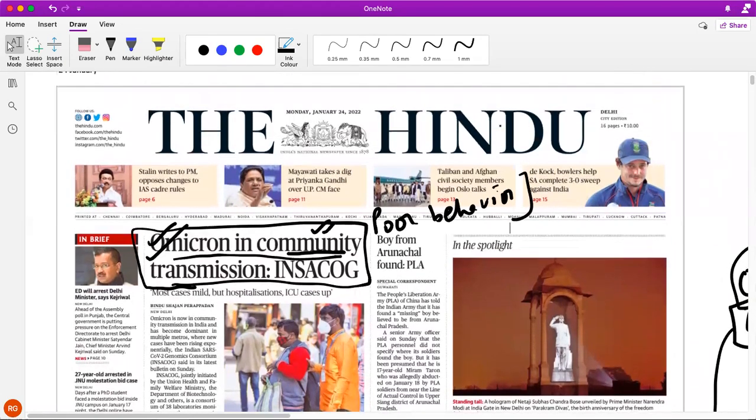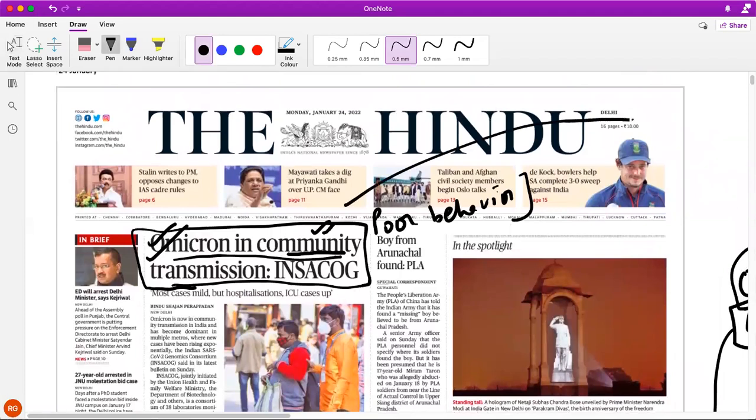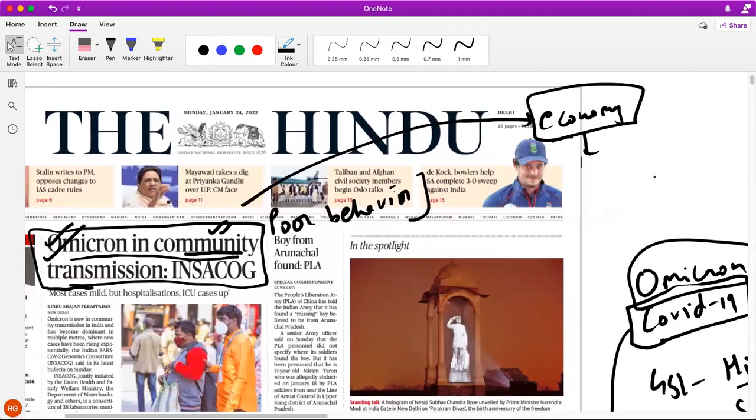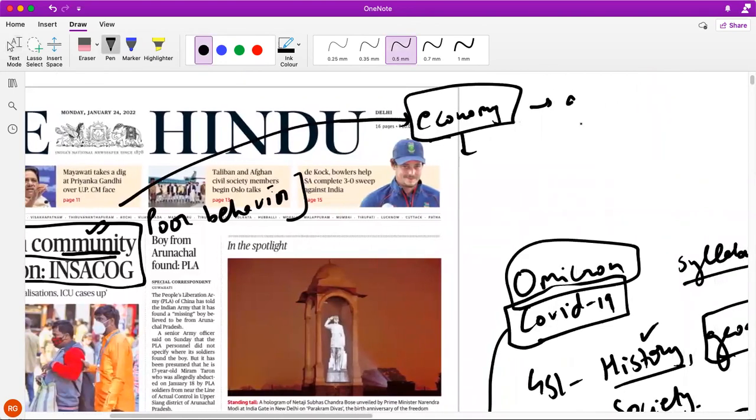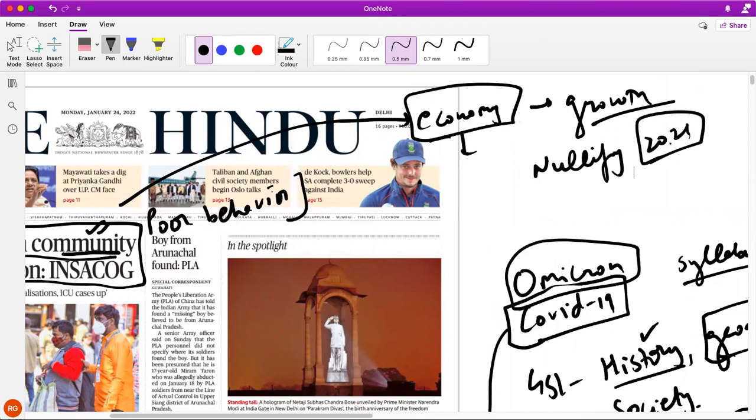And what will happen now, since community transmission occurs? It will impact our economy. Economy impacted, it will impact our growth, and it will nullify whatever growth we have experienced in 2021. So we need to get serious about this.